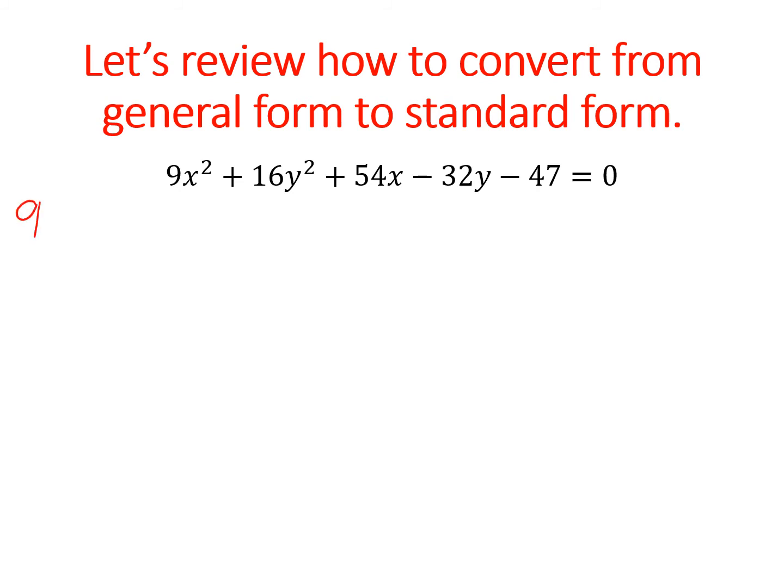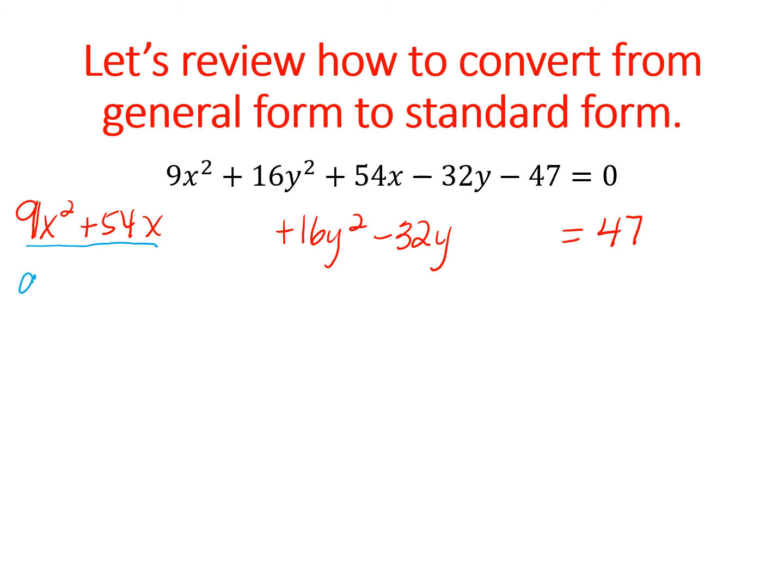So 9x squared plus 54x, skip some space, plus 16y squared minus 32y, skip some space, and move that 47 over so it becomes a positive 47. Remember now that we're going to have to look for GCFs. And so here, again, we're only looking for the GCF of the coefficients. We don't want to factor out the x.